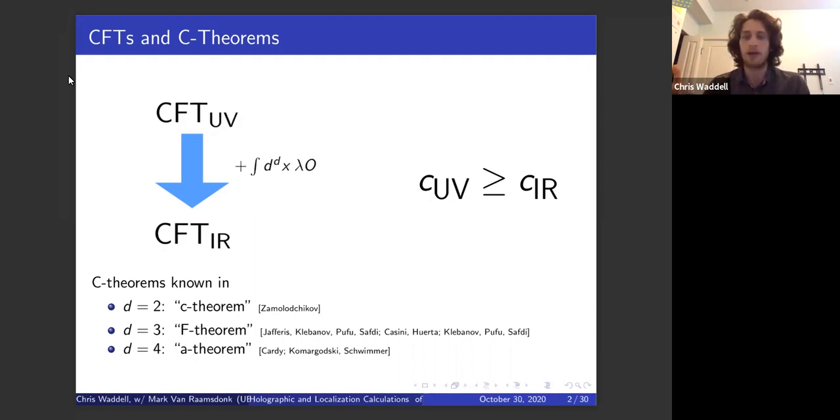One useful tool for trying to analyze these possible RG flows comes in the form of a C theorem, which essentially posits the existence of some function on the space of quantum field theory couplings called a C function. This function obeys certain properties, namely it is monotonically decreasing along RG flows. And at the endpoints of an RG flow, it coincides with some scale invariant quantity like the central charge of a two-dimensional CFT. So C theorems are well established in various low dimensions, namely 2D, 3D, 4D CFTs.